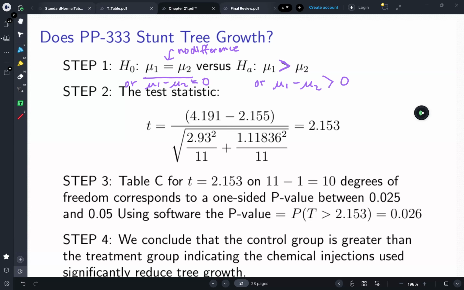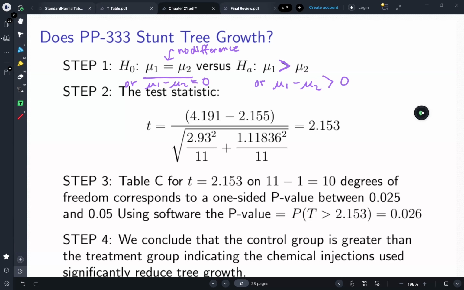And because we have 11 in each group, the degrees of freedom would be 11 minus 1, 10 degrees of freedom. And that corresponds to a one-sided p-value between 0.025 and 0.05. When we do our examples, we'll have our table ready to get that. Using software, the p-value is exactly 0.026.